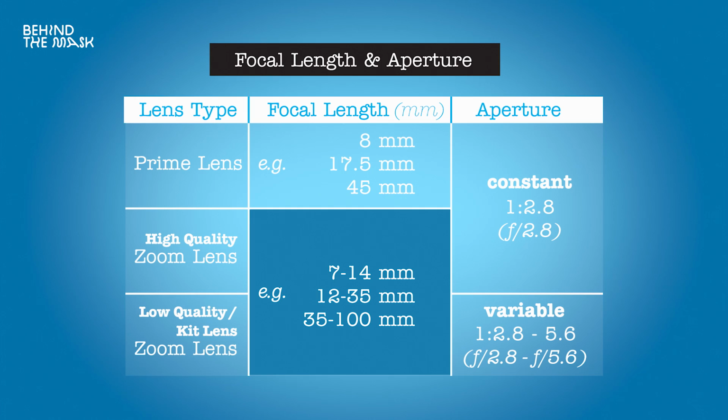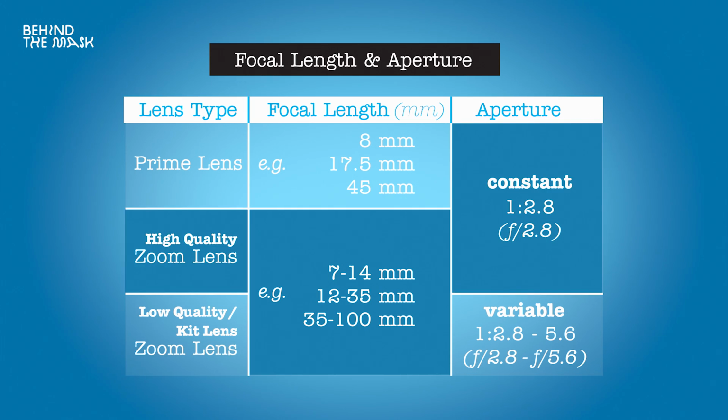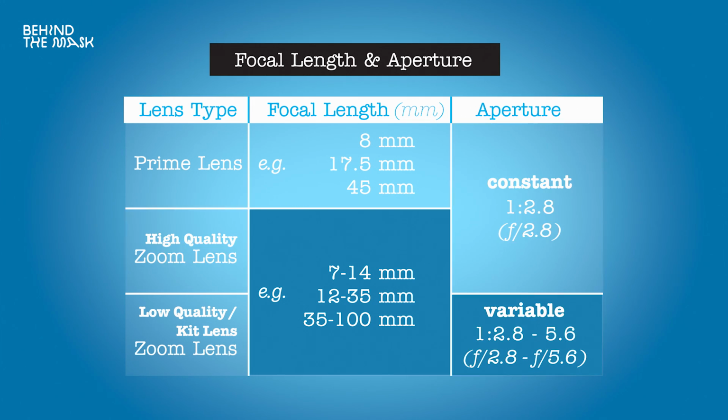Zoom lenses with a variable aperture are cheaper because they don't have the possibility to have that constant aperture throughout the whole zoom range. So if you want to check if your zoom lens is a variable or a constant aperture, just check the f-stop number written on your lens. If the lens only shows one f-stop number, then you're the lucky one, you have a constant aperture throughout the whole zoom range. And if you have like f2.8 to f5.6, then you'll have a variable zoom lens, so that would be a lower quality lens.